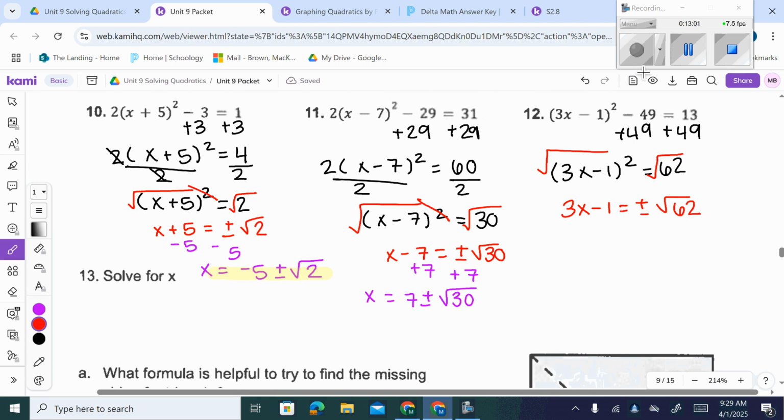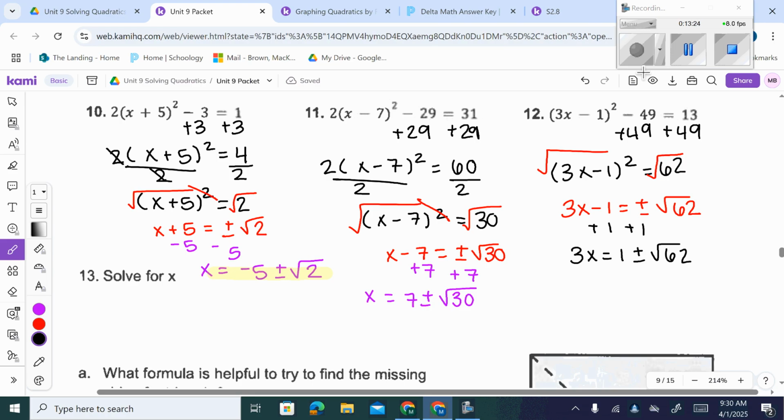All right? Now, I know this is going to feel really funky, but just follow the process. What's the next thing you need to move? Get your 1 away. Okay, move your 1. So 3x equals 1 plus or minus the square root of 62. Are you done? No. Okay, you've got to wait.